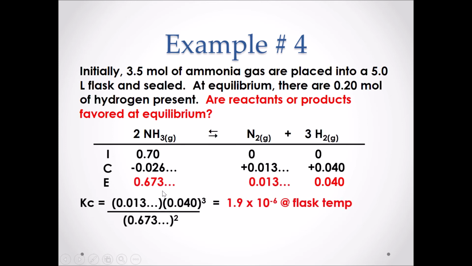We can then put our equilibrium values in the Kc expression, which is again the products over the reactants. As a result, we get a Kc value of 1.9 times 10 to the negative 6th at flask temperature. That means Kc is less than 1, therefore the reactants are favored.